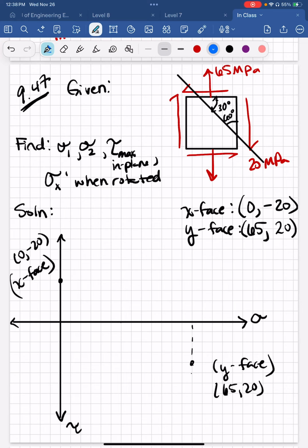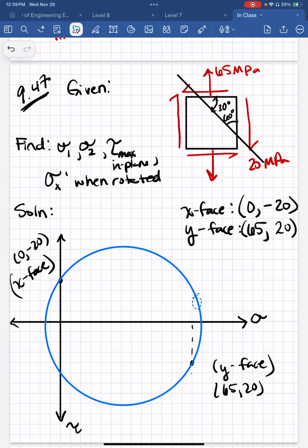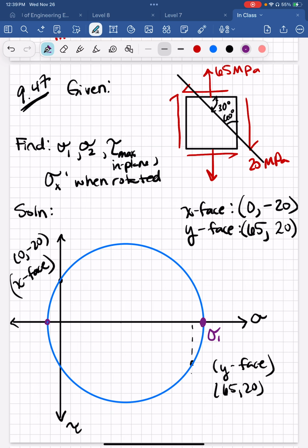So now we can draw our circle. It's going to give us a wonky one. Let's try again. Let's draw a circle and then adjust it. Something like that. So now we've got our Mohr circle. Stress 1 and stress 2. We can quickly draw where those are going to be. So stress 1 is going to be over here. Stress 2 will be over here.